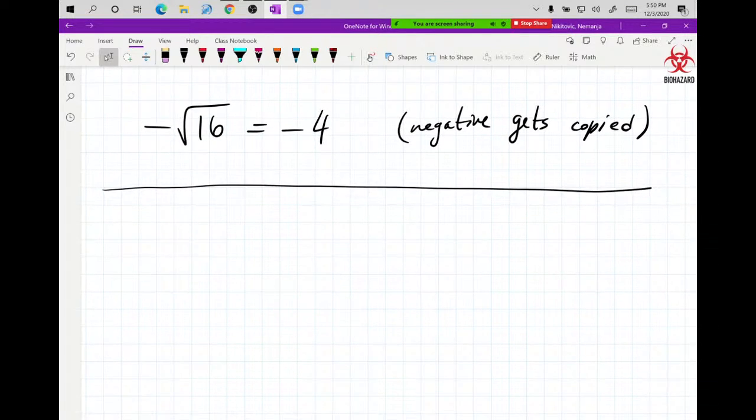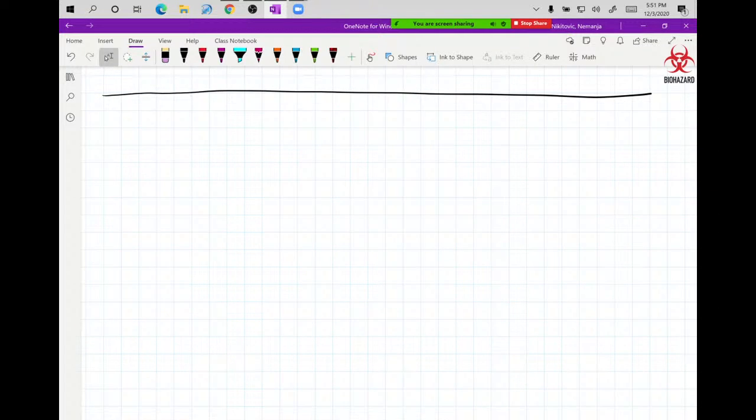Now, the last part of this section is going to be dealing with square roots of fractions and decimal numbers. Decimal numbers can be turned into fractions, and that would make the problem easy. But we have to deal with the square root first. So how about 16 divided by 49?